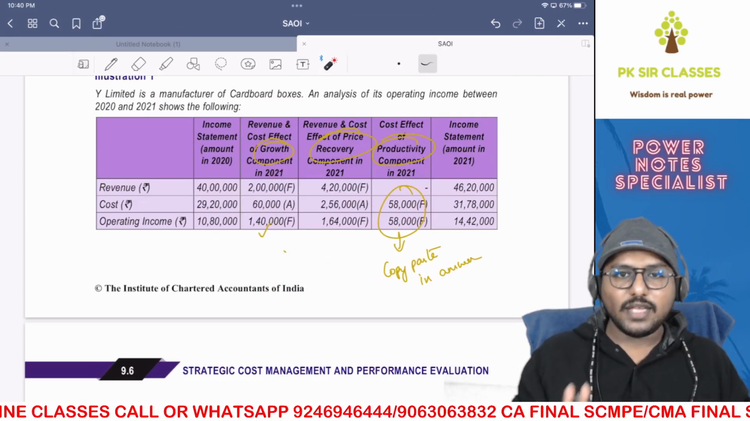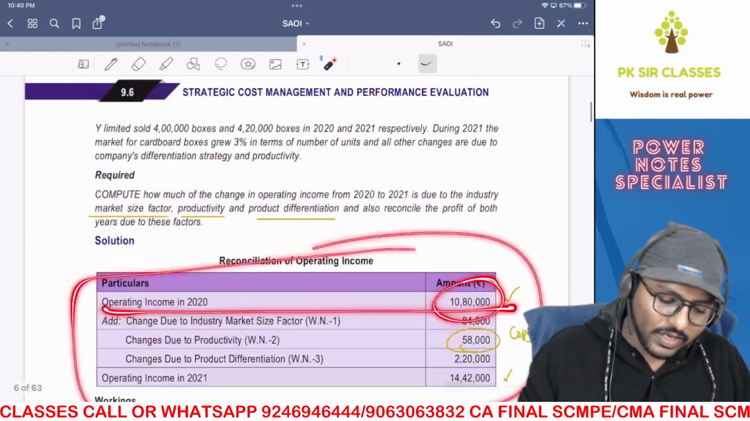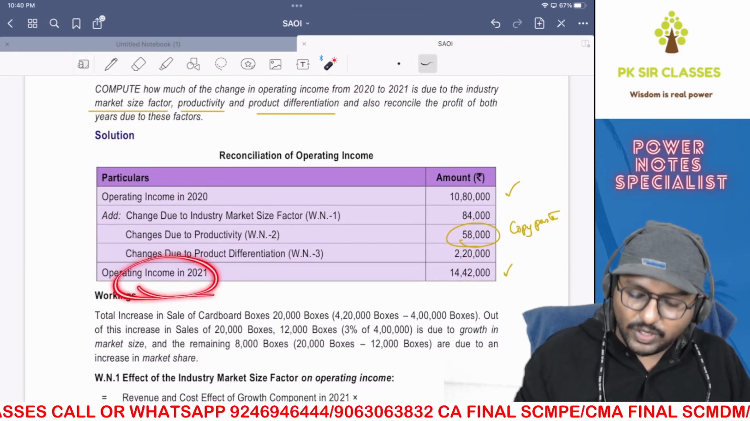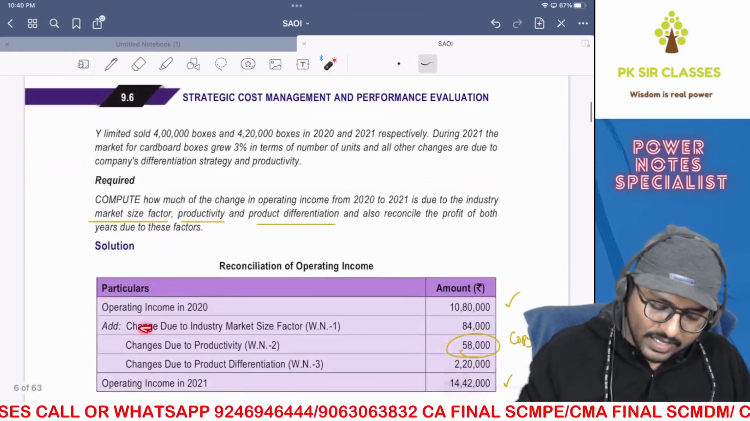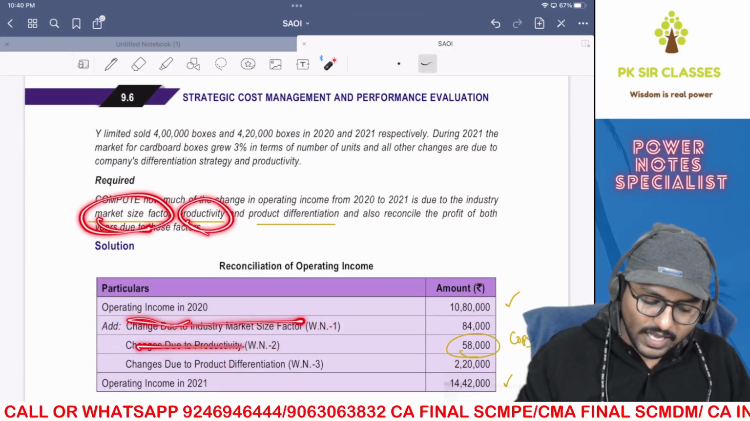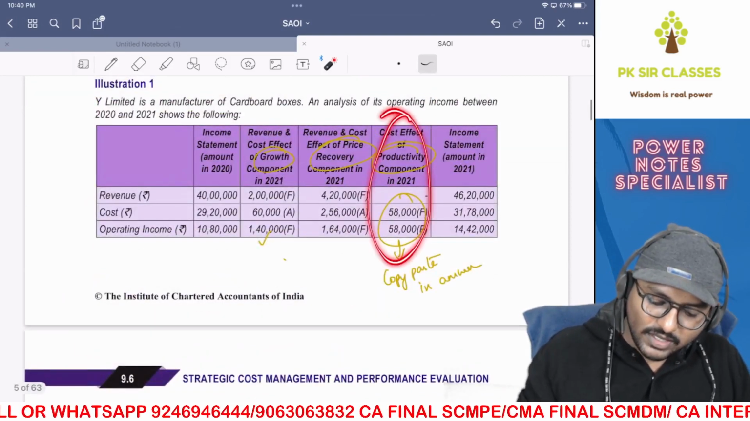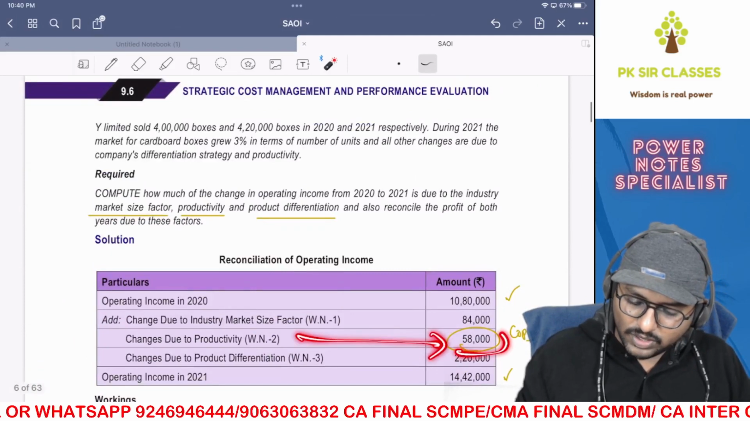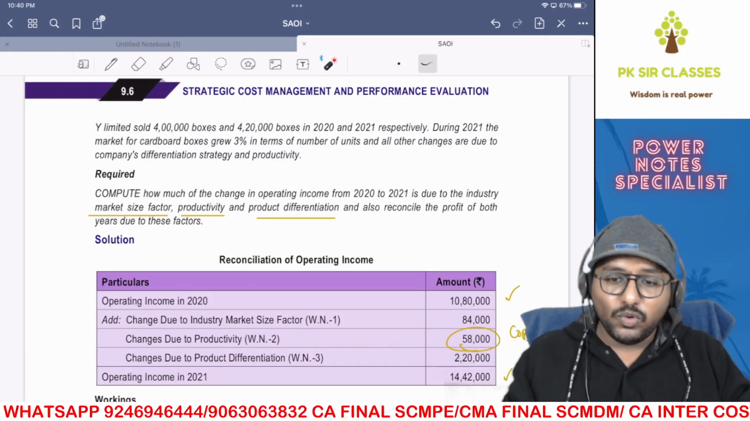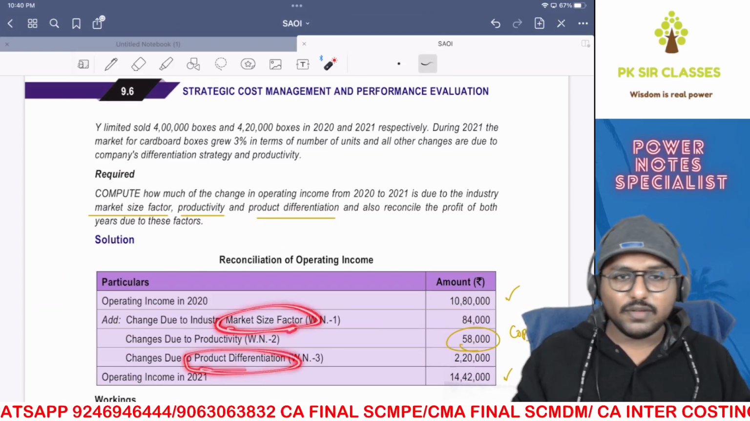So how to start the answer? Very simple. You just put this pro forma: operating income of 2020, copy paste from the question, leave some 3 lines, operating income of 2021, copy paste from the question. Then in the 3 lines, what you have to put? Market size factor will be 1 line, productivity will be another line, product differentiation will be another line. Productivity you already know because that is there in the question, 58,000. You put that 58,000 here, copy paste that, there ends the matter. Now we need to fill up only the rest two. One is market size, the other one is product differentiation.